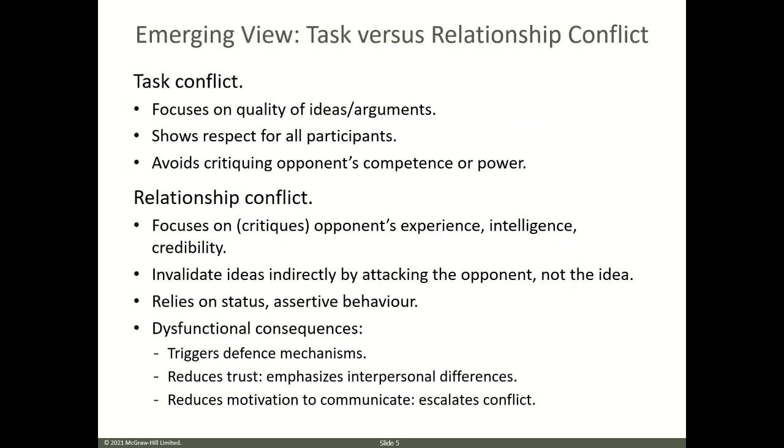Now, if we talk about the emerging view, task versus relationship conflict, there are two kinds of conflict. This is the emerging view of conflict today, with two dominant types: task conflict and relationship conflict. Task conflict is a constructive type of conflict. It arises when the parties focus on the issue, on the task, while showing respect for people with other points of view. And there will be some debate.